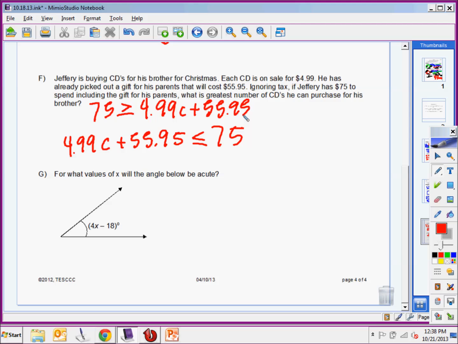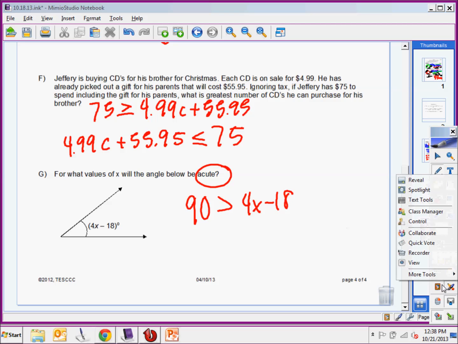All right. G. For what value of x will the angle below be acute? What does acute mean? Less than 90. So it has to be strictly less than 90. So it's going to be 4x minus 18. Can I solve that? Yes. All right, guys, you should be able to do the homework.